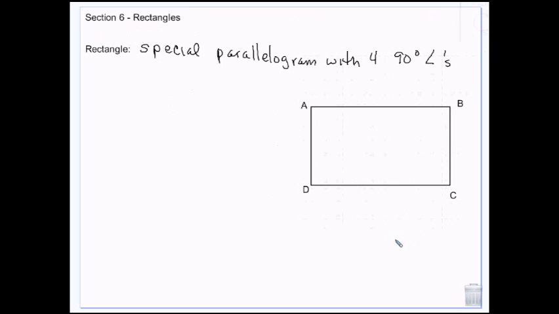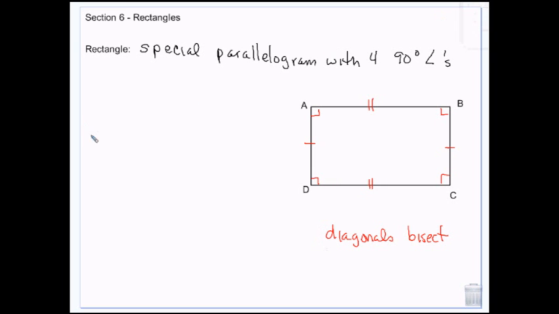Okay, so a rectangle is just a special parallelogram with 4 90-degree angles. So they have all of the same qualities as a parallelogram. These sides are congruent, these sides are congruent, opposite angles are congruent because they're all 90 degrees. Adjacent angles add up to 180 because they're all 90 degrees. And then my diagonals will bisect. So it has every single quality of a parallelogram because it is a parallelogram. It's just a special parallelogram with all 90-degree angles.